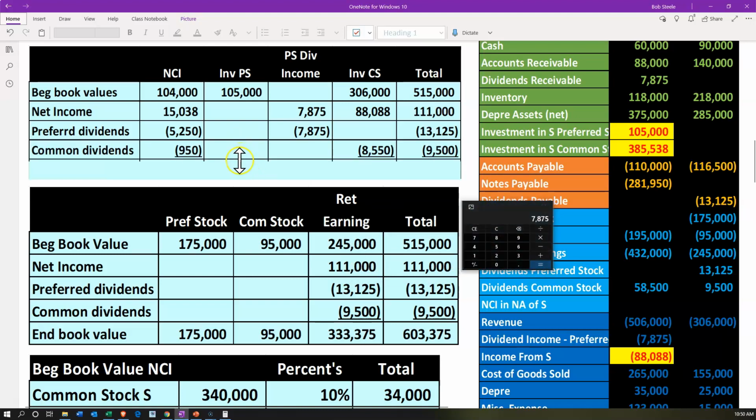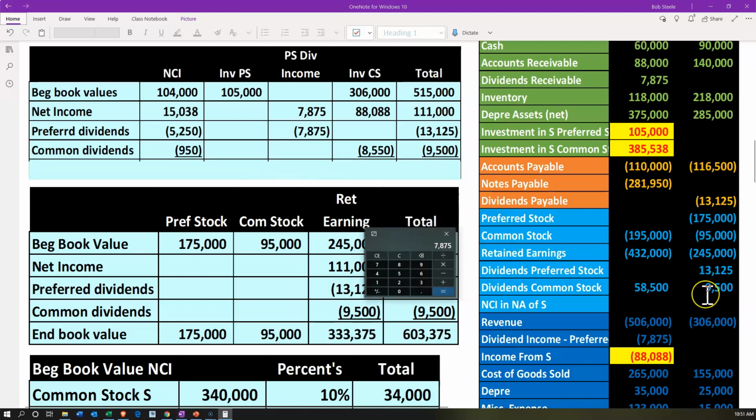Okay, next item is going to be the common dividends. So the common dividends are here. They were distributed 9,500, and that's going to be using the controlling interest 90/10 breakout. So the 9,500 times the 0.1 is going to be that 950, and then of course, 9,500 times the 0.9 is going to be the 8,550. And then that's going to give us our totals down here.